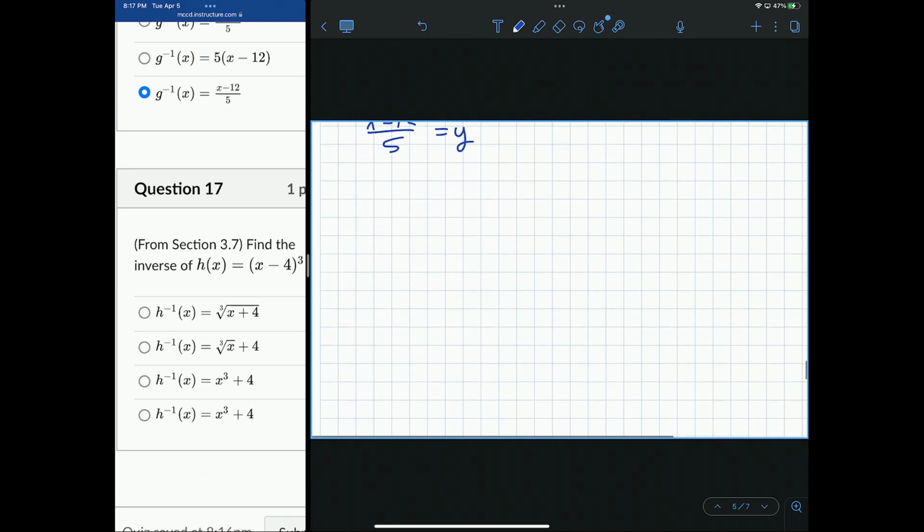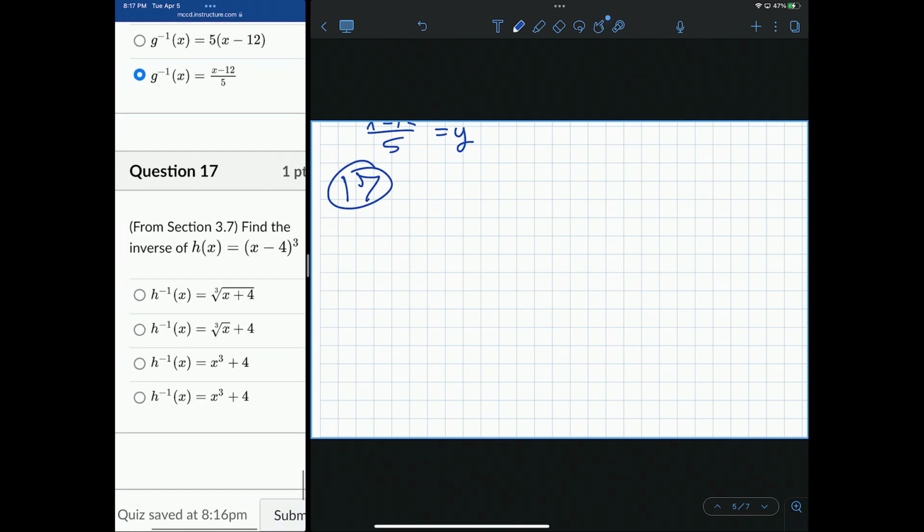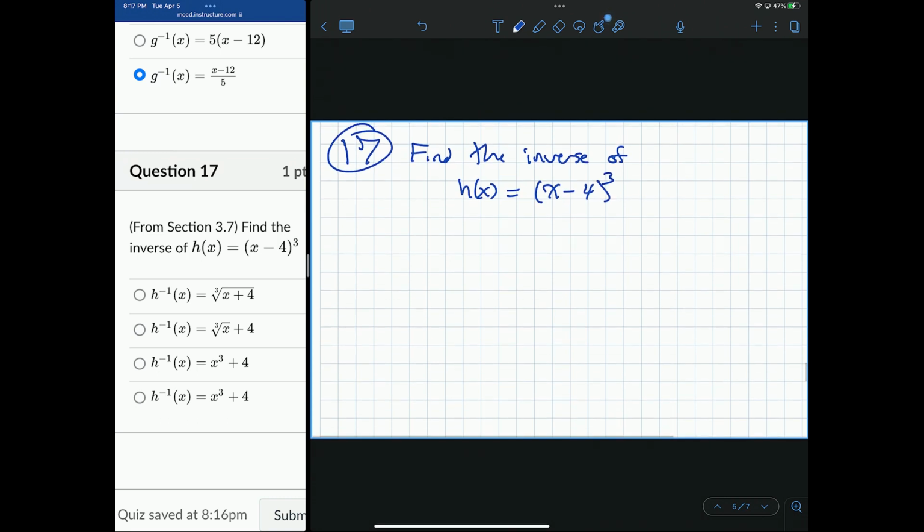So question 17 here. Another inverse. Find the inverse of h of x equals (x minus 4) to the 3. Again, we're just following the exact same steps that we've done a couple of times now. So what do we do for our first step? We rename that function. It was called h. We're going to call it y.